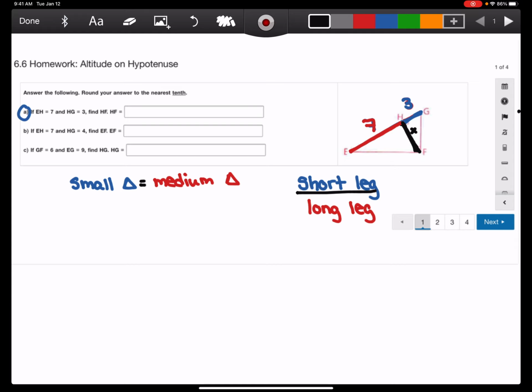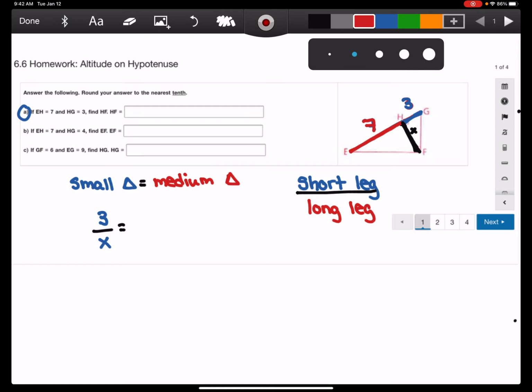So let's go ahead and start with our small triangle. And again, our small triangle, we're keeping it all in the same ratio, and it's going to be short leg over long leg. So therefore, for our small triangle, we'll have the ratio of 3 over X. On our medium triangle, we're going to do the same thing. We're going to take the short leg and the long leg in our medium triangle, just set up our proportion. So for our medium triangle, our short leg is X. Our long leg is 7. So that will be our proportion.